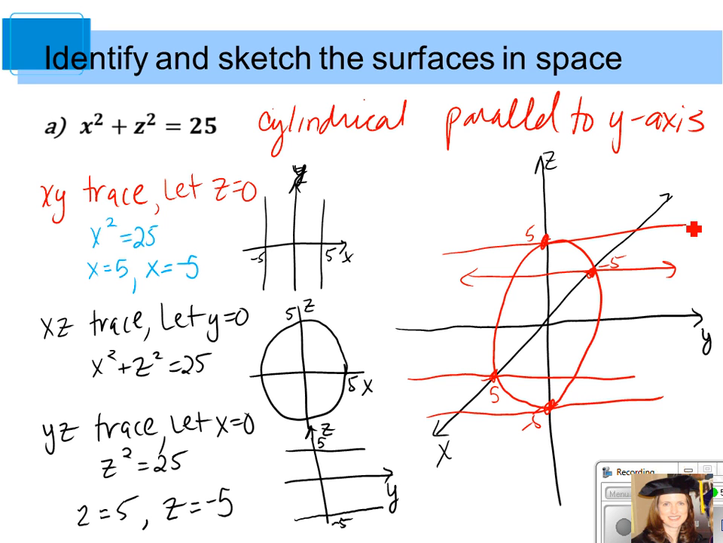Now, it may not look like a lot, but recognizing that it's a cylindrical surface and one of the traces is a circle, we can have a pretty decent idea that this is a cylinder that is surrounding the y-axis, and it does go forever to the left and to the right. So you see a perspective drawing of the graph of the cylindrical surface. We see just a portion of the drawing.